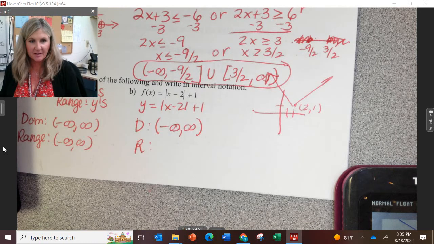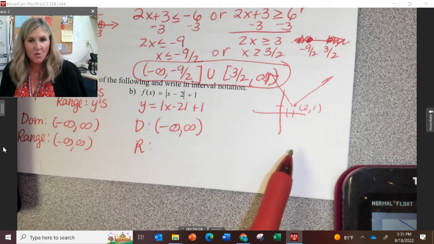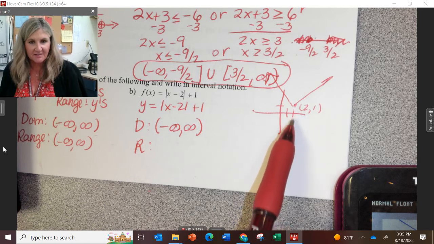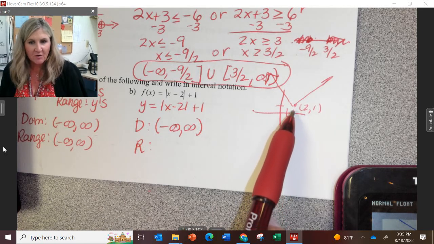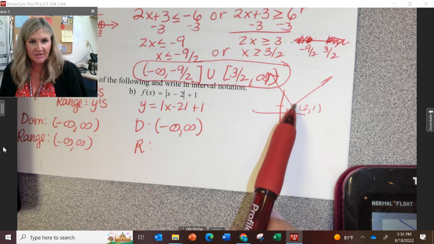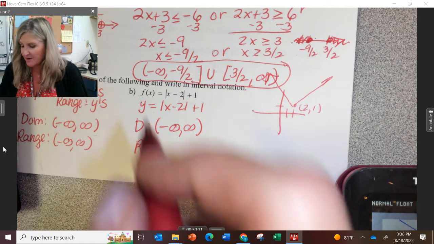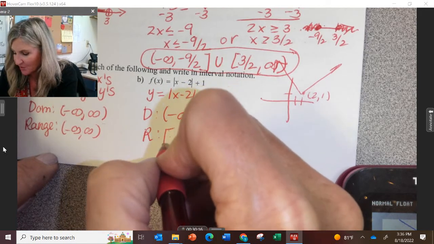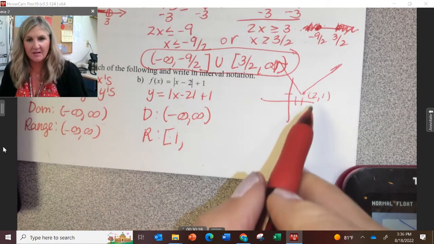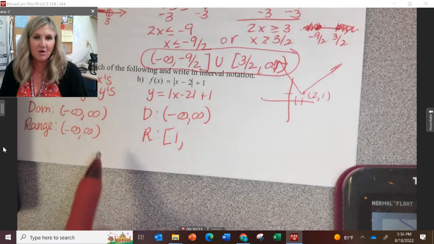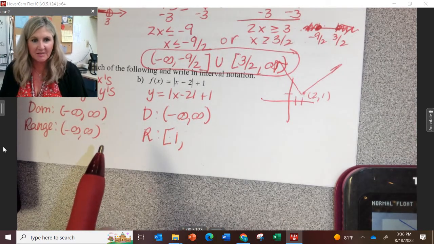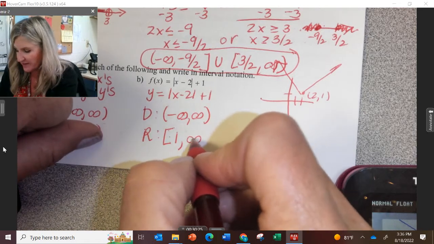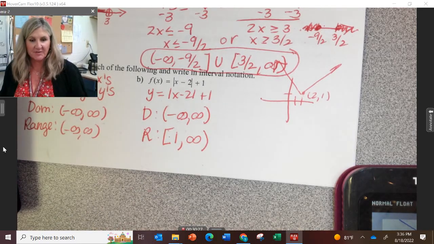We can use anything. The range, that's the y values that this graph contains. So I go from the bottom and I go up. Here's the first point I use in the y direction. What is the y value right there? 1, right? So in interval notation, the range is going to be bracket 1, comma, and then it keeps going up and up and up all the way to infinity. And we always use a parenthesis around infinity.